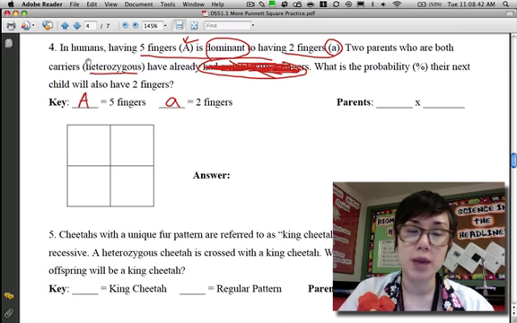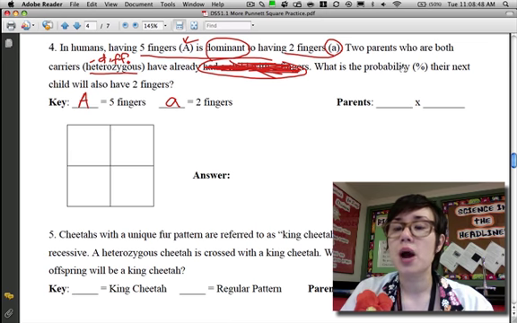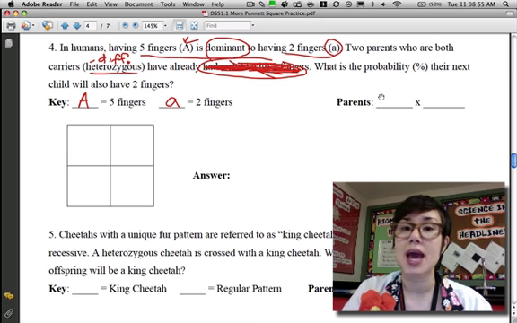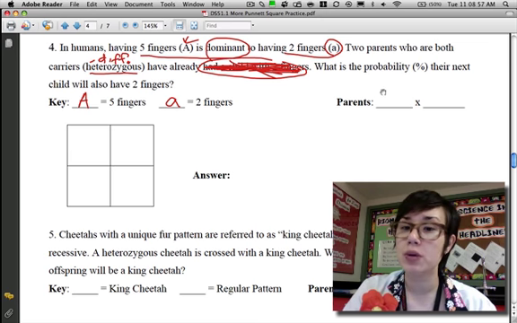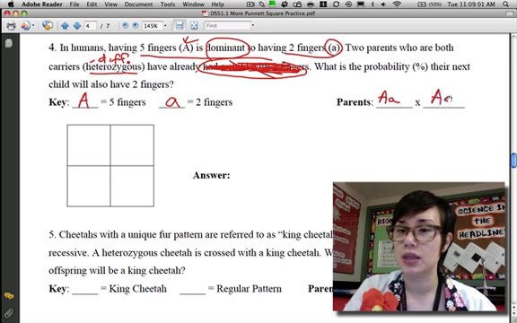And according to our vocabulary master sheet, heterozygous means different. Remember, your vocab is super important here. What is the probability or percentage that their child will have 2 fingers? Let's fill in our parents. Both parents are going to be exactly the same. They're going to be heterozygous, which means that they're going to have 1 capital letter and 1 lowercase letter. So that means each parent is going to be big A, little a.